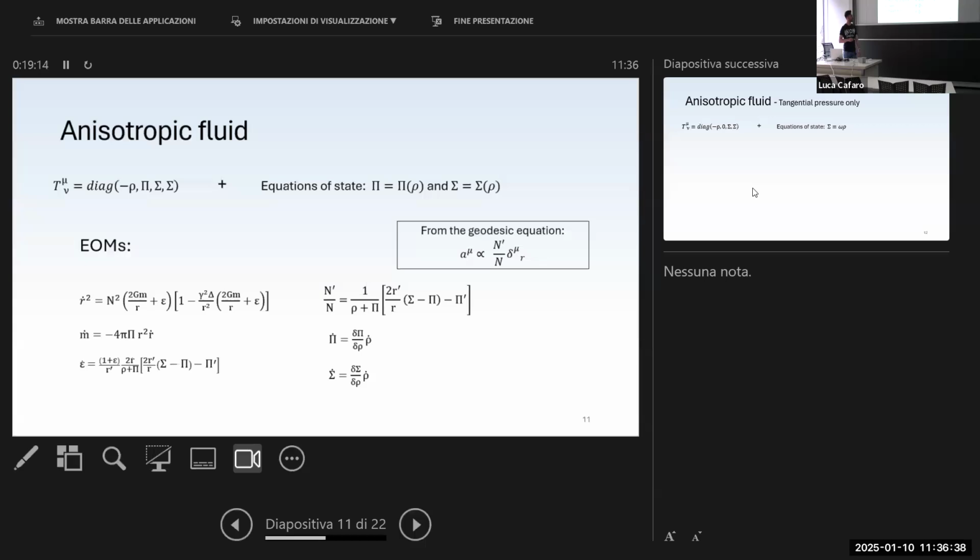Now, if we look at this n prime over n, you see that there are two terms. One is the gradient of the radial pressure. This gives us the usual force that's also present in ideal gases, for example. When you squeeze a balloon, there is a resistance, and this is given by the gradient of the pressure. But there's another term, which is given just by the anisotropies of the fluid. So you see, if we get a perfect fluid by imposing pi equal to sigma, then this term disappears. But if sigma is bigger than pi, we have an inward pointing force, or vice versa. If pi is bigger than sigma, it points outwards. This is an extra term.